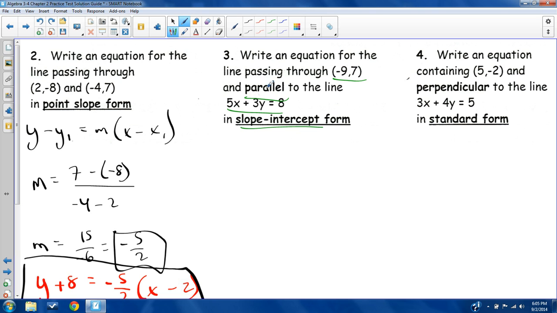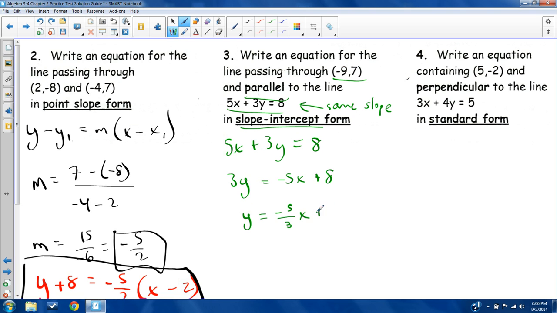Okay, parallel means same slope. I have another line that has the same slope as this line, and obviously a different y-intercept. Otherwise, it's the same line. So I'm going to take 5x + 3y = 8, and I'm going to say, all right, this is in standard form right now. I can't use standard form and see the slope with it, so I might as well put this in slope-intercept form. Let's do it. Subtract 5x, divide by 3, I get y = -5/3 x + 8/3.